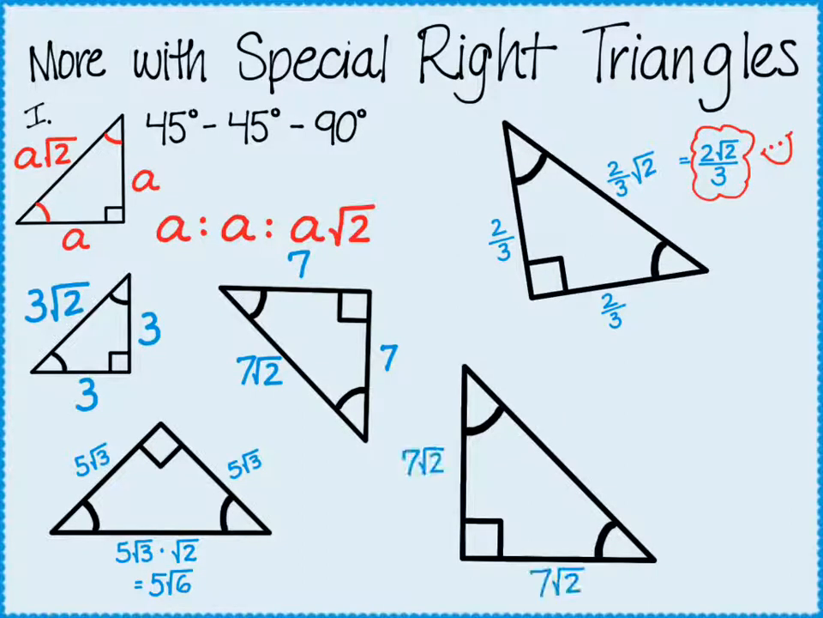Here's another isosceles right triangle, and this time the legs are 7 root 2, and the hypotenuse would be 7 root 2 times root 2. But root 2 times root 2 is just 2, so you get 7 times 2, which is 14, and so the hypotenuse in this isosceles right triangle, or 45-45-90 degree triangle, is 14.